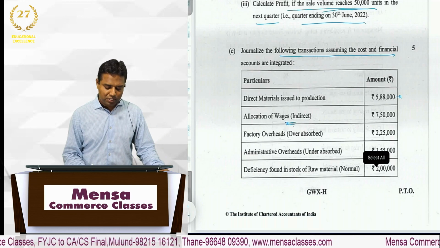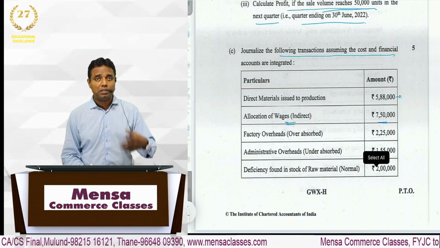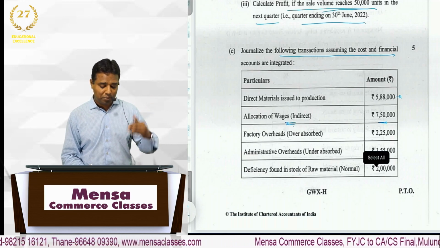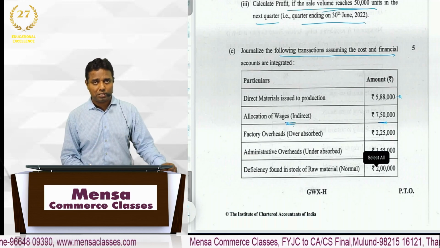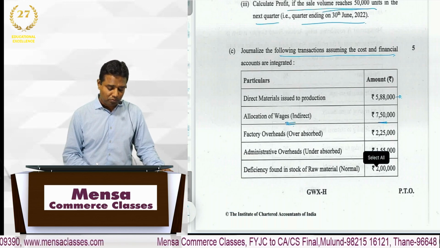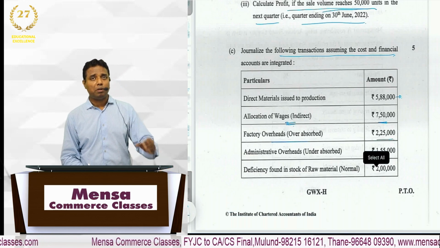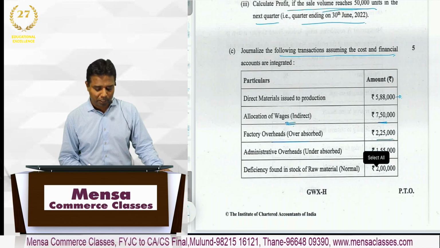Allocation of wages, that is indirect wages you are allocating. That is indirect wages, so it will go to factory overheads. So you can say factory overhead control account debit to direct wages account. That you can say wages control account. Factory overheads absorbed 2,25,000 absorbed, so it will be absorbed by the WIP control account debit to factory overheads.